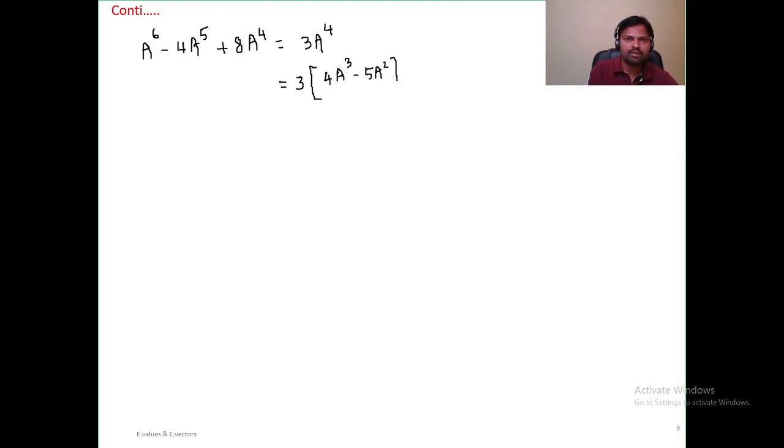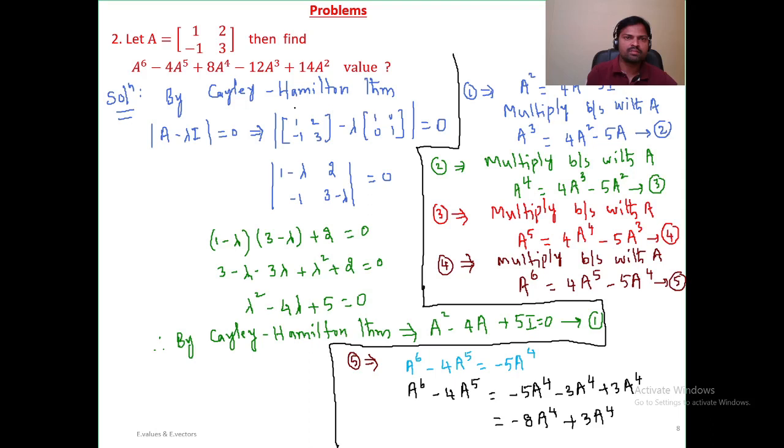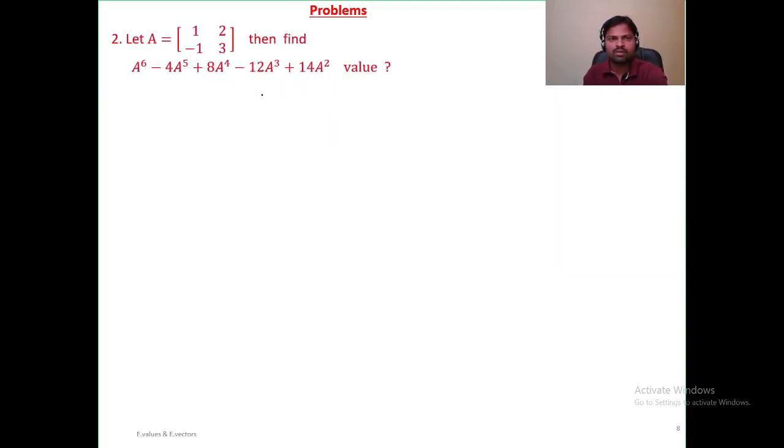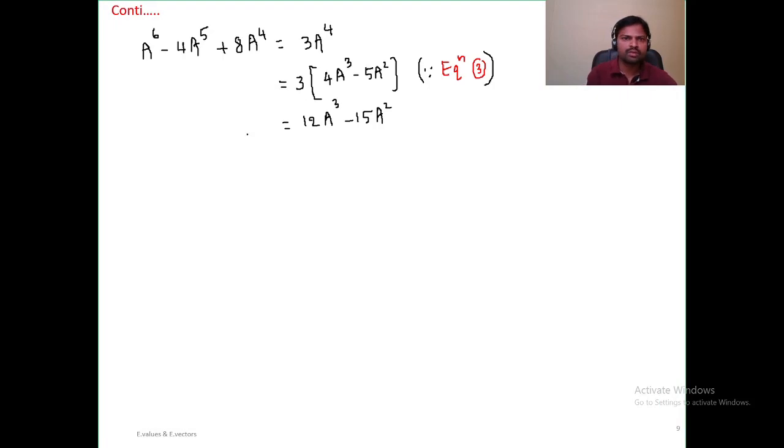Okay, using equation number 3, from the third equation, now simplify this. So 12a cube, look at 12a cube, that's what I want. 12a cube minus 15a squared. What I need to bring to the left hand side is minus 12a cube, so bring this one to the LHS.